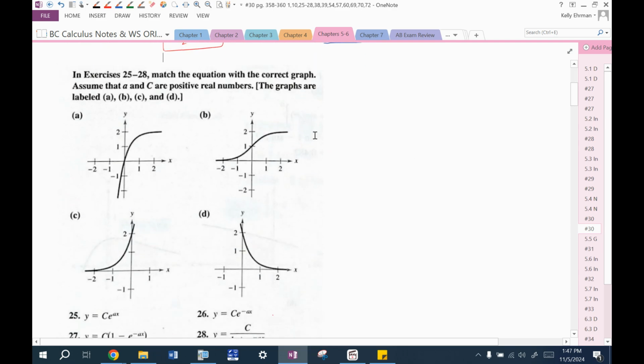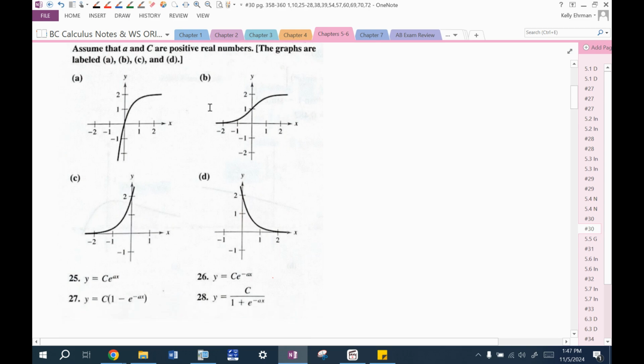What about matching these graphs? Matching graphs doesn't usually seem that hard, although it might be hard to decide if we're not familiar with the equations between A and B. So it says assume that A and C are positive real numbers. So we don't have any negative coefficients to worry about here.